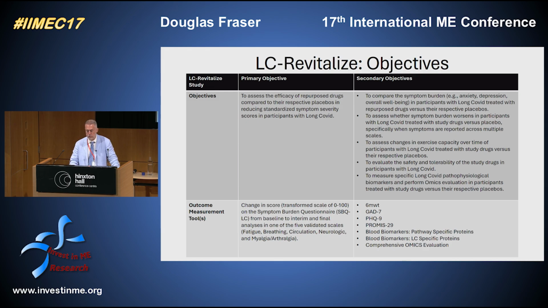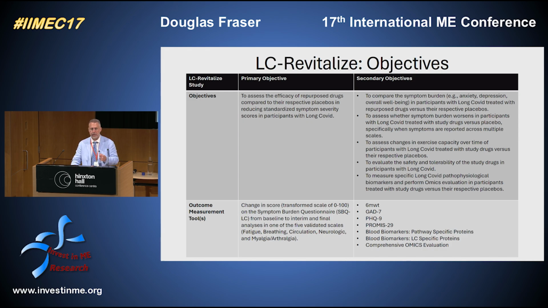For our biomarkers, we're doing pathway-specific proteins, so those TNF, the IL-2, the IL-6, the interferon, and some of their downstream proteins, but then we're also using the long COVID-specific proteins, which I already described to you. And we have rules on how we approach the analysis of the blood biomarkers. And then we're fortunate to be able to do a comprehensive omics examination, and that would go right from genotyping all the way up to proteomics.